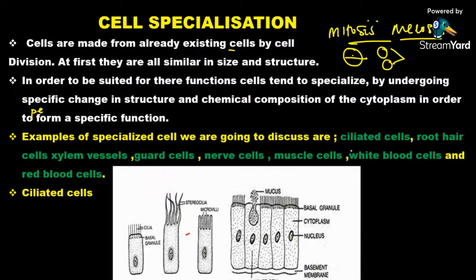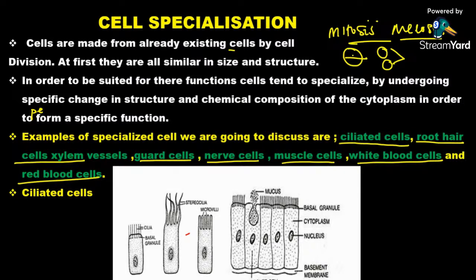Okay, so one, we have ciliated cells. One of the specialized cells, we have ciliated cells. We have root hair cells. We have xylem cells or xylem vessels, guard cells. We have nerve cells. We have muscle cells, white blood cells, and red blood cells. Remember I said these are some of the specialized cells in both plants and animals; some are coming from animals, some are coming from plants, as we are going to discuss.